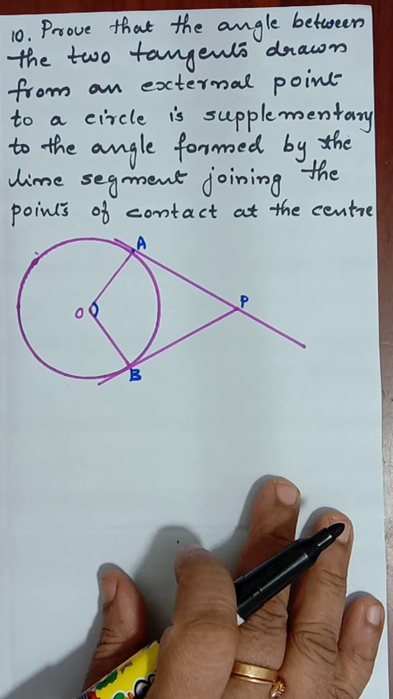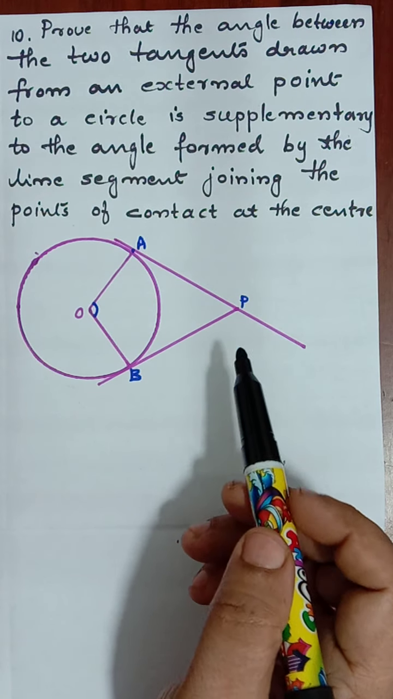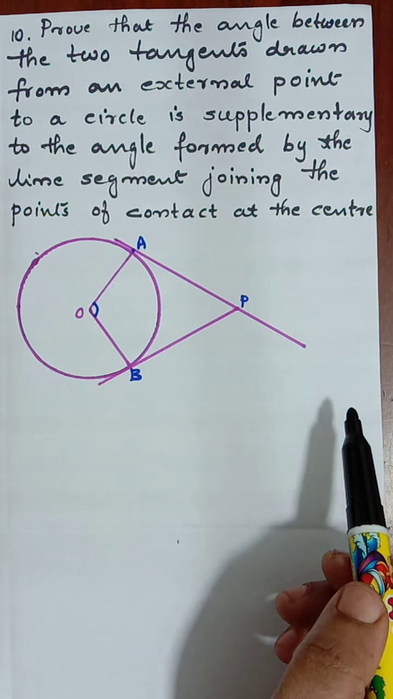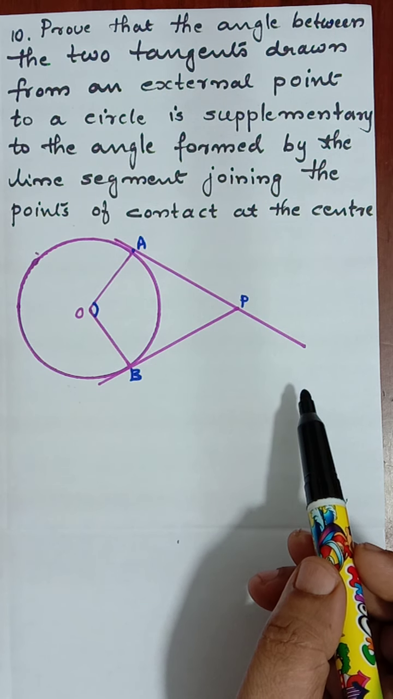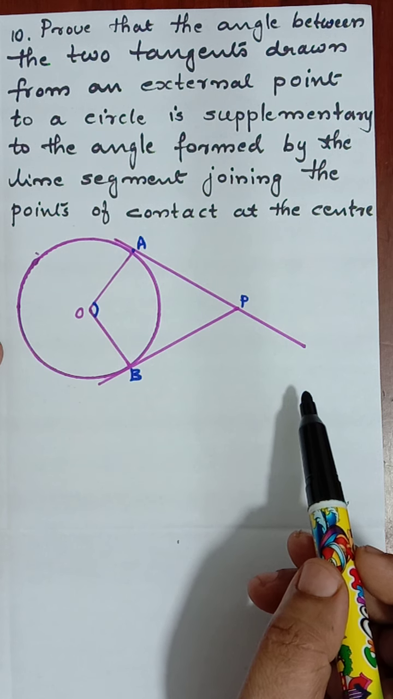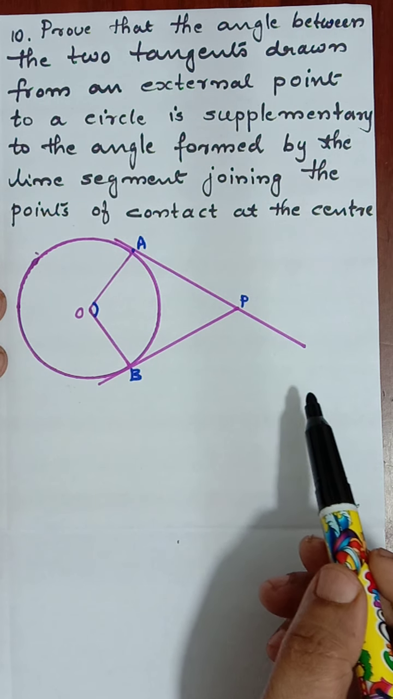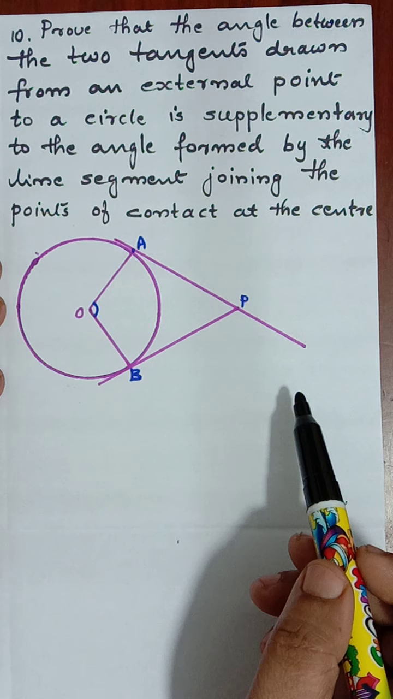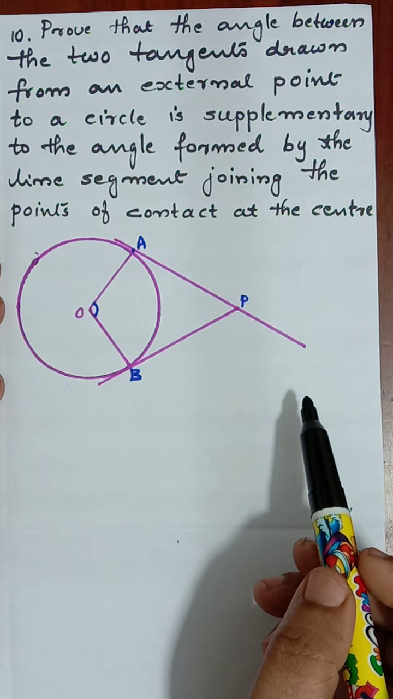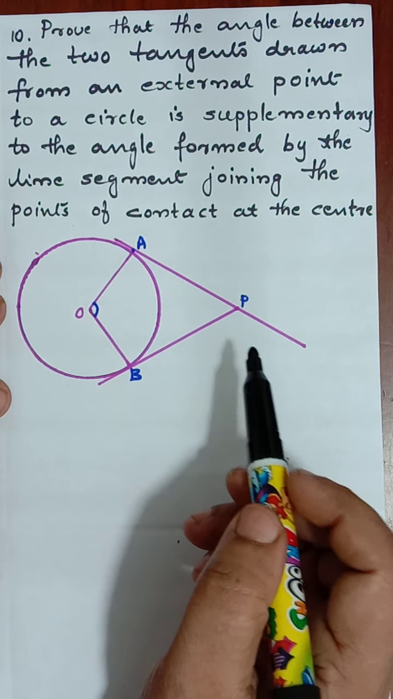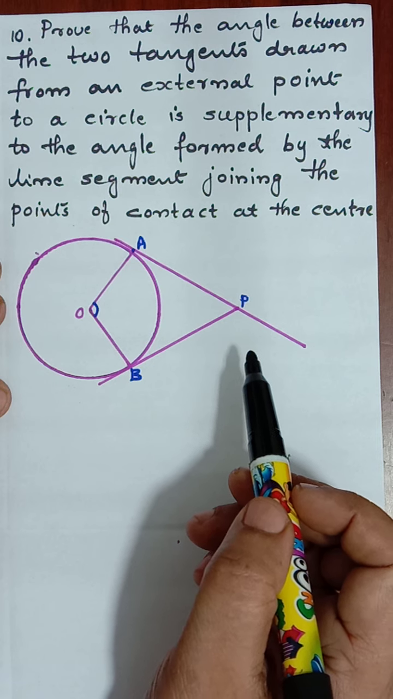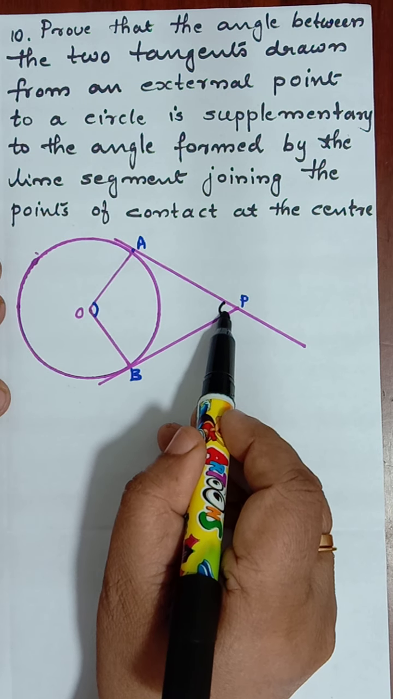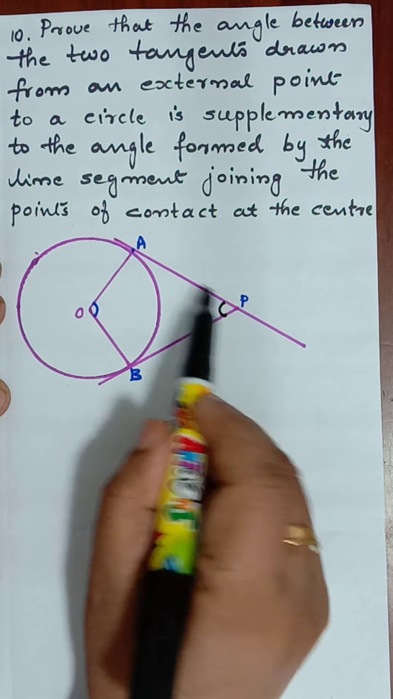Let us discuss this question. Prove that the angle between two tangents drawn from an external point to a circle is supplementary to the angle formed by the line segment joining the point of contact at the center. By seeing the sentence, you will be thinking that it is something tough, but it is very simple. This is the angle between two tangents drawn from an external point to a circle.